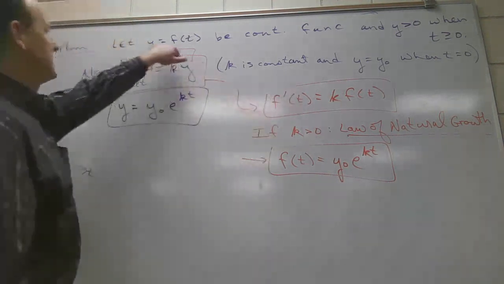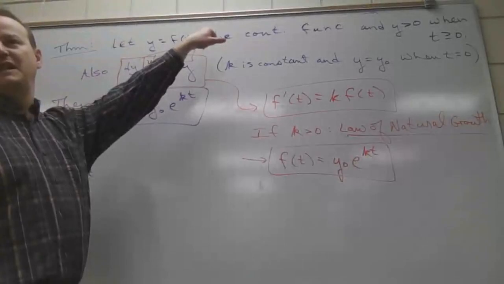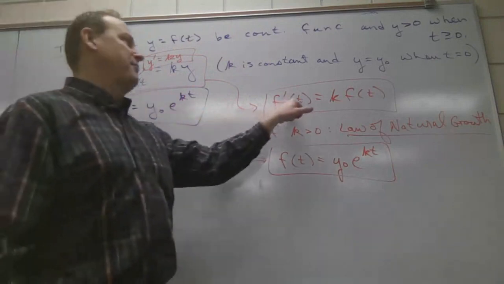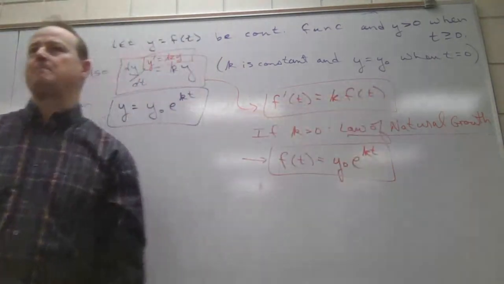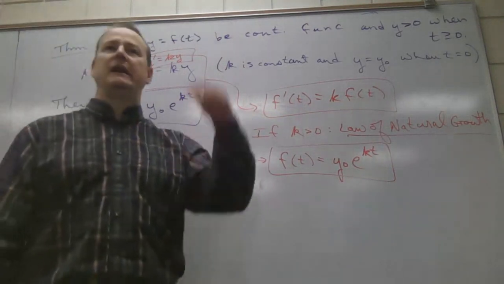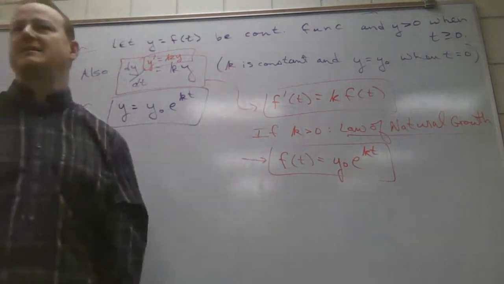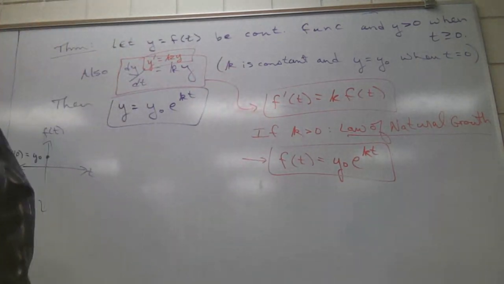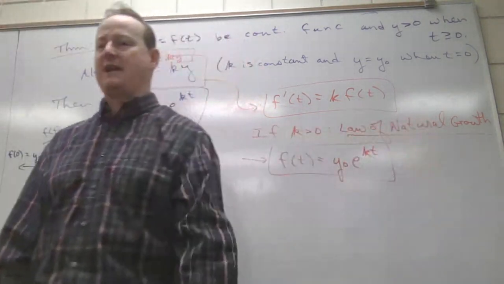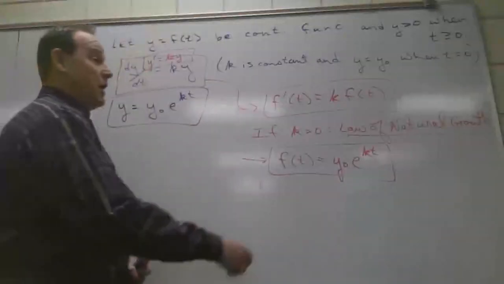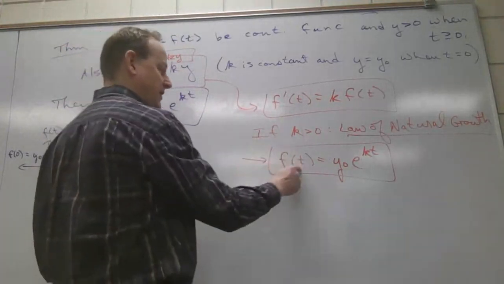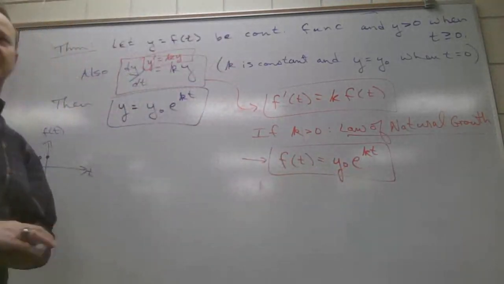So let's rewrite it. Instead of using y, let's use f of t notation. Just doing that, this box becomes f prime at t equals k times f of t, right? So if we have that relationship where y is a continuous function and on or above the x-axis for non-negative t's, t greater than or equal to 0, and k is positive, then this is called the law of natural growth. So if we have f prime equals k f of t, k positive, law of natural growth, we're guaranteed that f of t is y0 e to the kt.